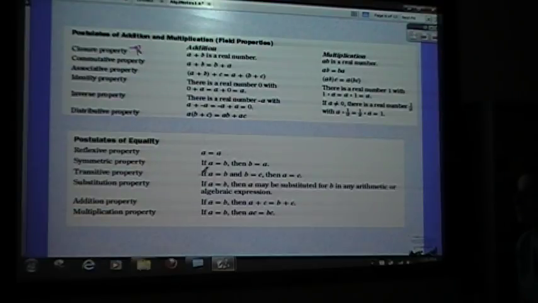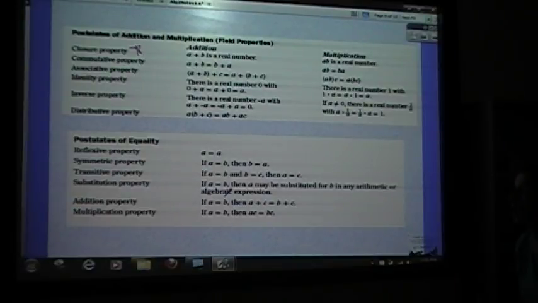Okay, reflexive property, A equals A, duh. Symmetric says you can switch it back and forth. We do that all the time when it's easier to write things. Transitive property makes a lot of sense. If A equals B and B equals C, then A equals C. So if $1 is 10 dimes and 10 dimes is, what's 10 dimes? 20 nickels. Then $1 is also 20 nickels.